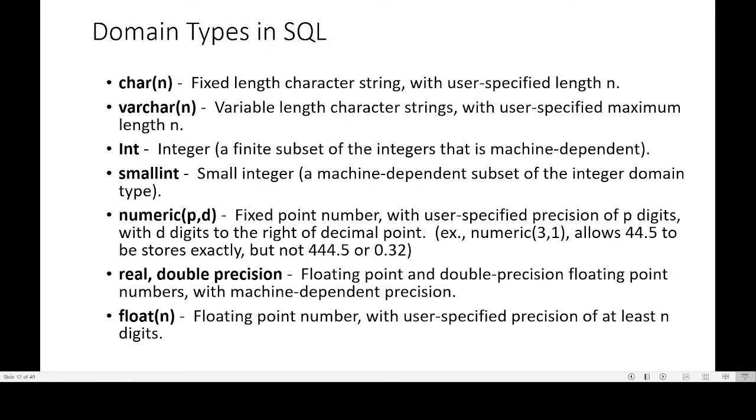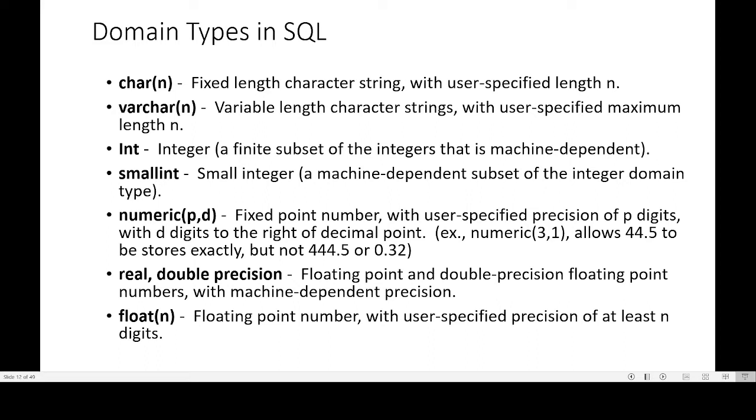Then these are the domain types we usually see in SQL. The common domain types are character, char(n), that is a fixed length character string where we can define the length; this is the user specified length n. Then varchar(n) is a variable length character string with the user specified maximum length n. Then we have int. Int is for defining the integer data type, so it's a finite subset of integers that is machine dependent. Then we have another one, smallint, that is a small integer, a subset of the integer domain type.